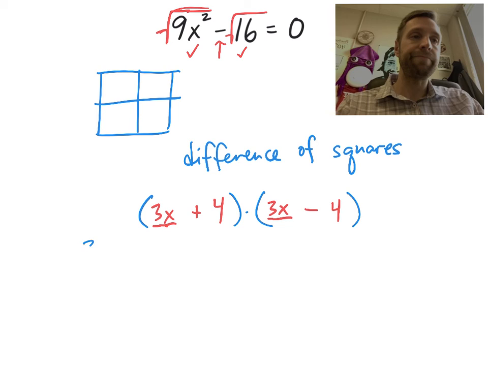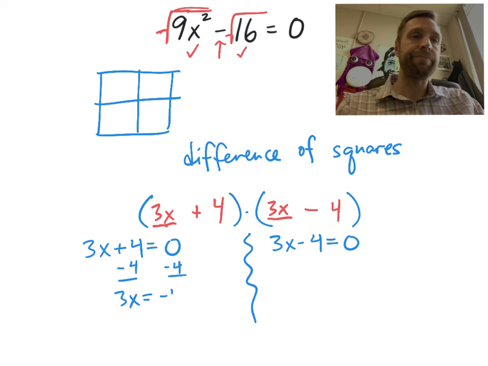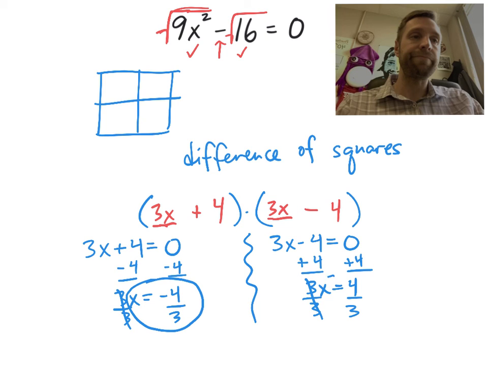It said, can we solve? So I need 3x plus 4 equal to 0. I need 3x minus 4 equal to 0, and let's solve. Get rid of 4. I got 3x equals negative 4. On this side, I'm going to add 4, and I'm going to get 3x equal to positive 4. Then I'm going to divide by 3, and I think I'm ready to write my final answer. I've got x equal to negative 4/3, and I've got x equal to 4/3, and I have now solved that quadratic.